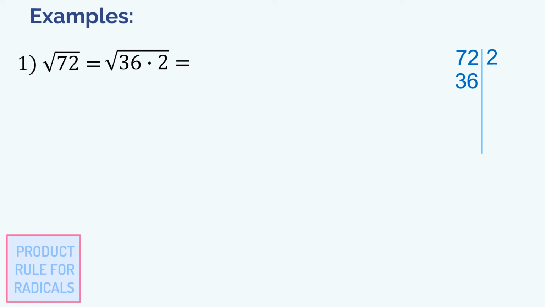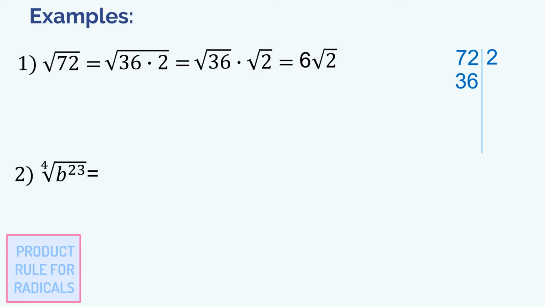Then I have the square root of a product, and I can use the property of nth roots for the product, and this will be equal to the square root of 36 times the square root of 2. The square root of 36 is exact, it is 6. The square root of 2 is not, so we leave it like that, and the answer for this exercise is 6 square root of 2. We have another exercise.